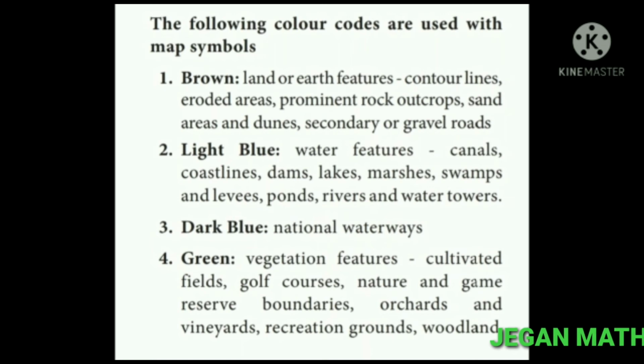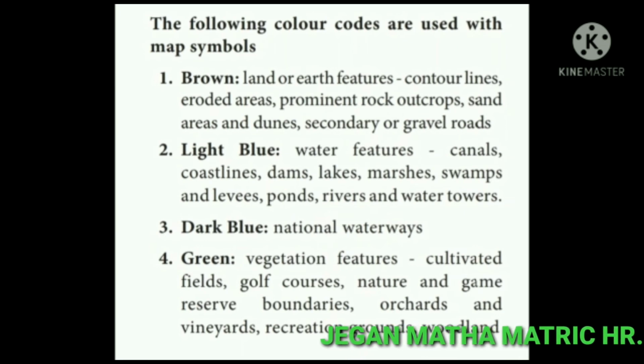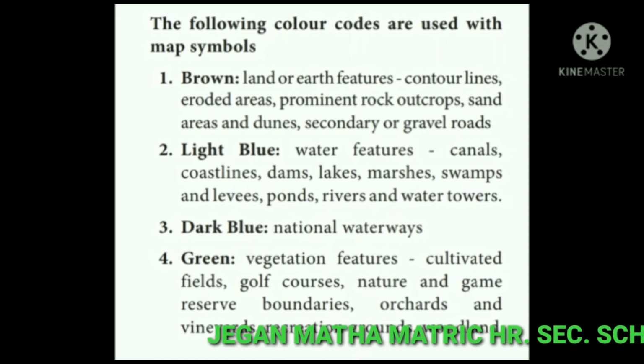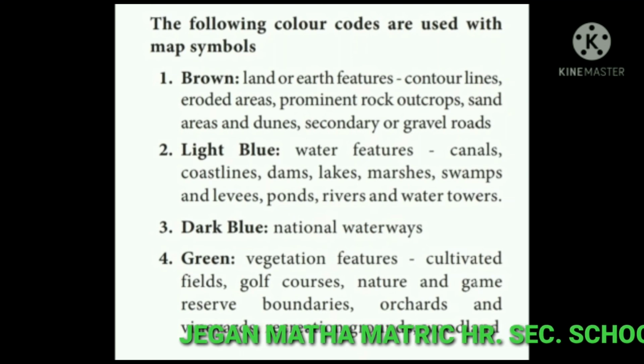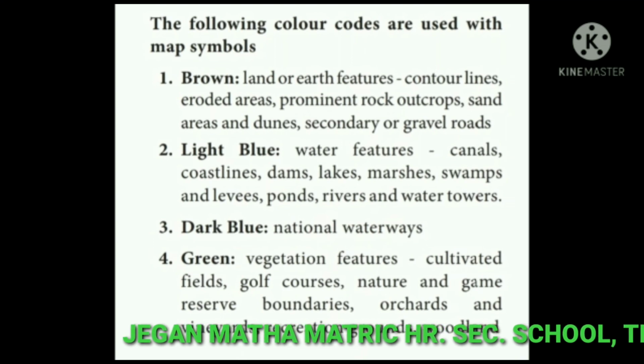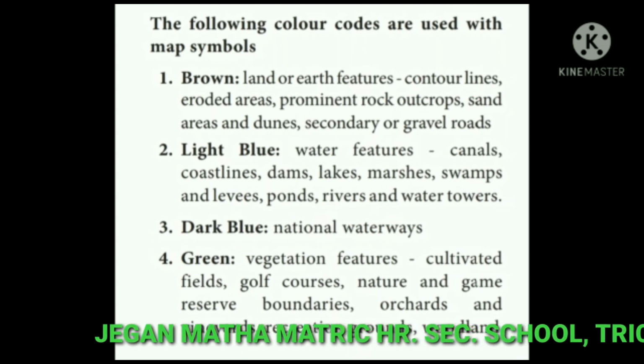The following color codes are used with the map symbols. Brown: land or earth features, contour lines, eroded areas, prominent rocks, outcrops, sand areas and dunes, and sand or gravel roads. Light blue: water features, canals, coastal lines, dams, lakes, marshes, swamps, ponds, rivers and water towers. Dark blue: national waterways. Green: vegetation features, cultivated fields, golf courses, nature and game reserve boundaries, orchards and vineyards, recreation grounds, woodland.